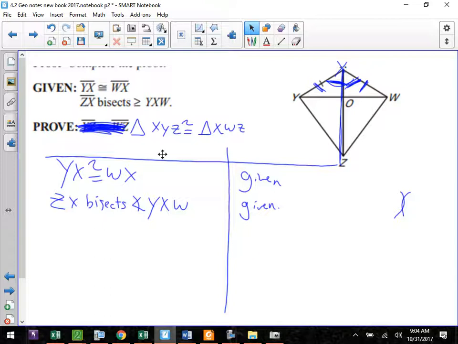Okay? So we write it out. Angle YXZ congruent to angle WXZ. Definition of angle bisector. Again, we're at the point where we have a side and an angle, which means we have to find another side.